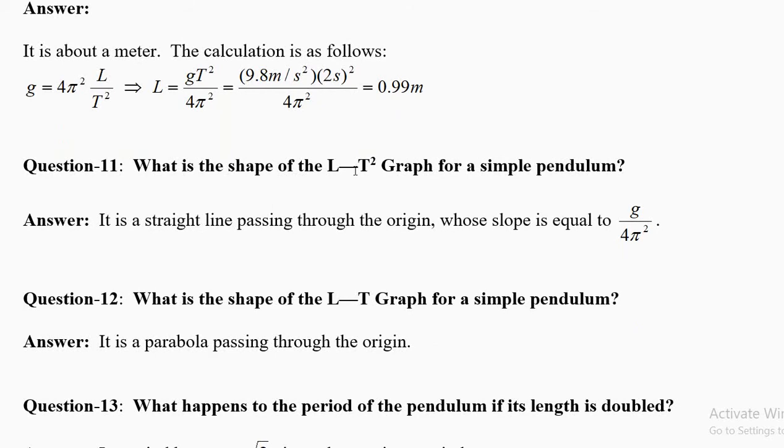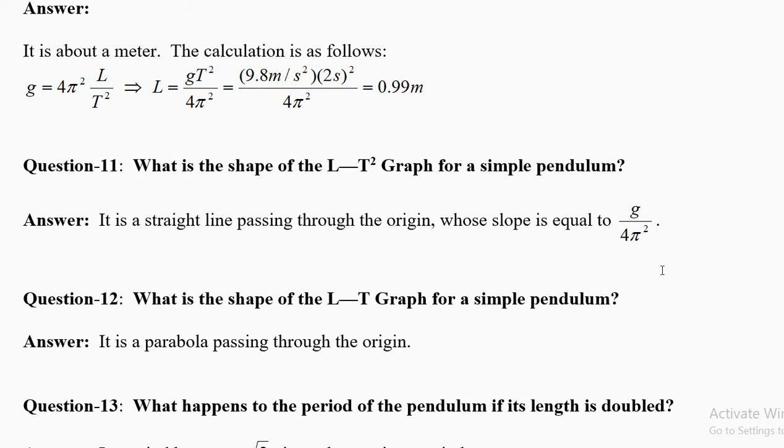What is the shape of the L versus T square graph of a simple pendulum? It is a straight line passing through the origin whose slope is G by 4 pi square. If you write only straight line, you'll get 0 marks. You have to write everything about the straight line. It's passing through the origin, and the slope is G by 4 pi square.